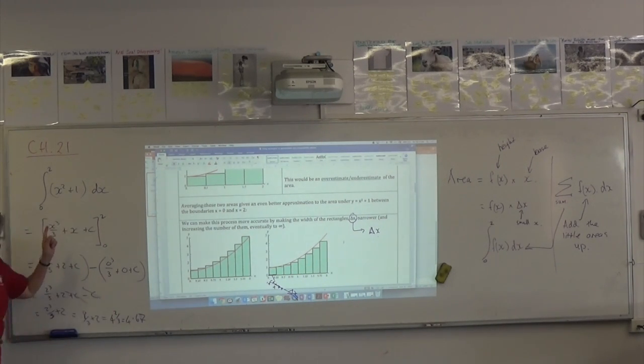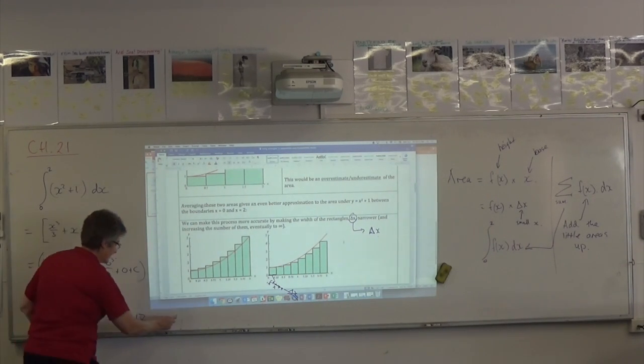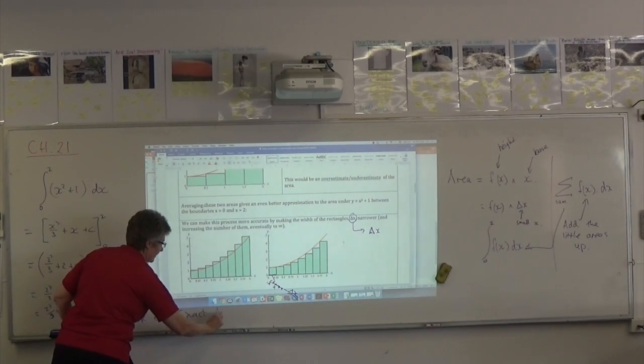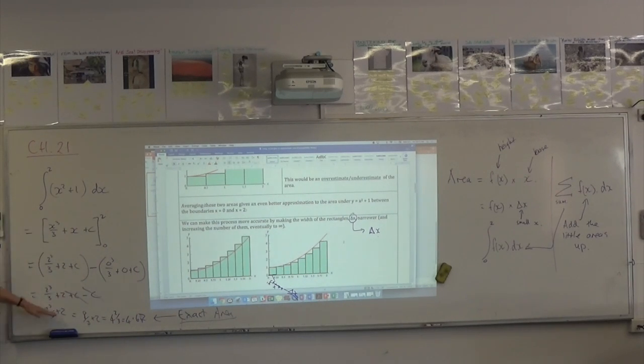What did we get our estimate of our area under the graph to be? Our estimate was 4.75. This is the exact area under the graph. So this is our exact area. So if we go back to that question, our exact area is found like this.